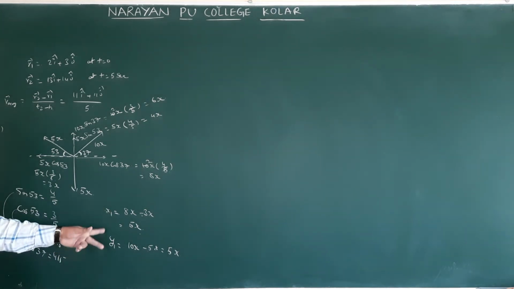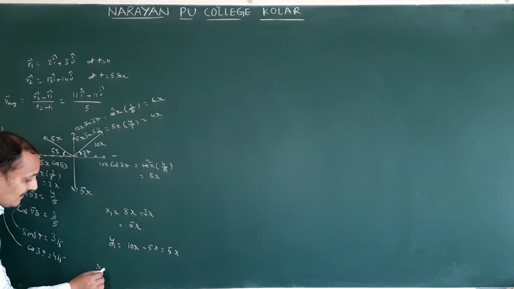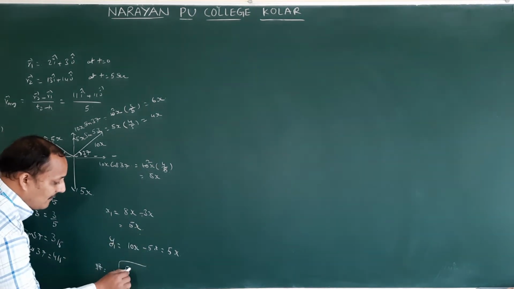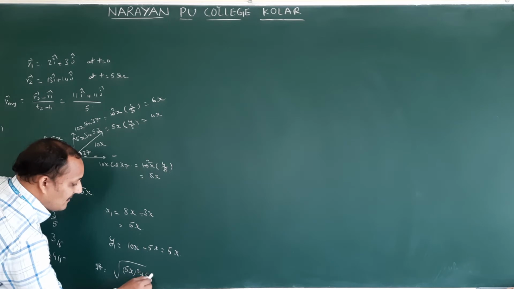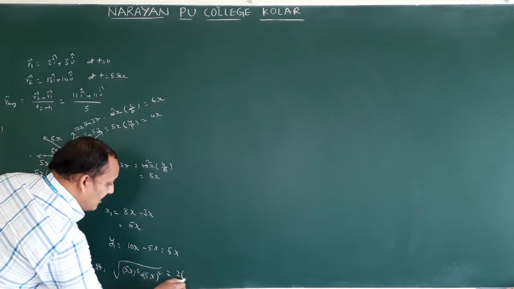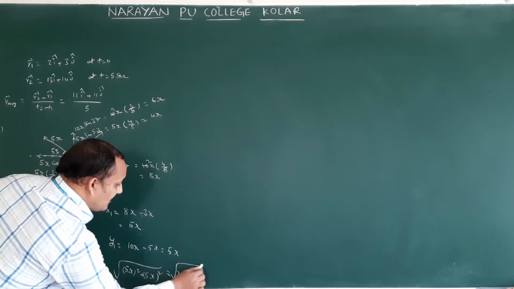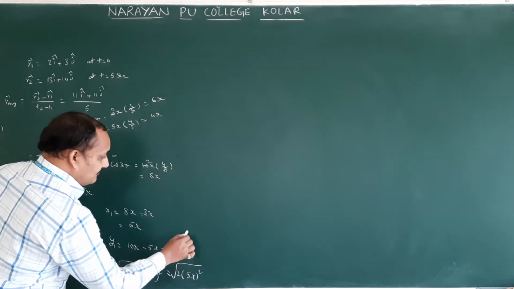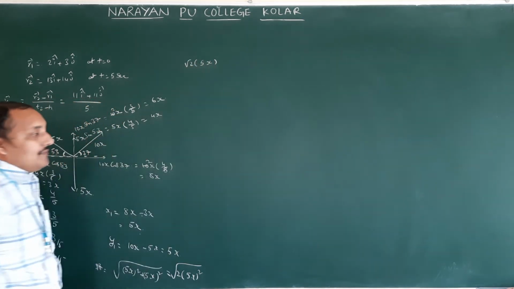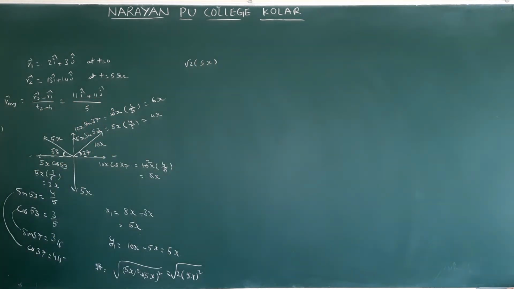Now what is the magnitude of this one? Magnitude of resultant means root of 5x whole square plus 5x whole square. So 2 times of 5x whole square. Then what you will be getting? Root 2 times of 5x, that is 5 root 2x. That is option 3.